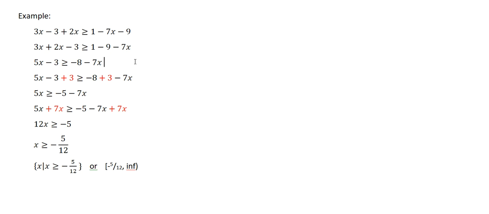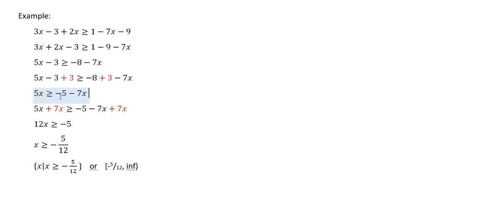All right. So let's go ahead and add positive 3 to both sides. If we do that, we get rid of the minus 3 on the left-hand side, and we add a positive 3 to the right-hand side. And so minus 8 plus 3 is minus 5. So we have 5x is greater than or equal to minus 5 minus 7x.